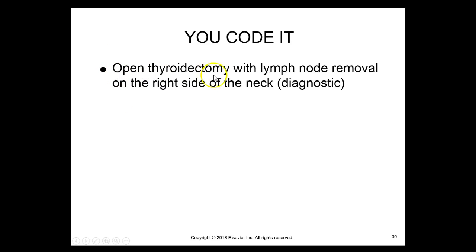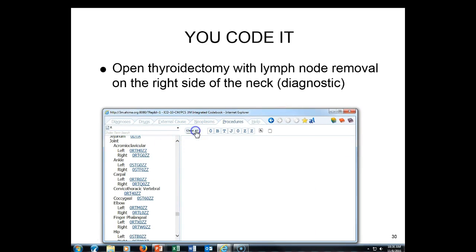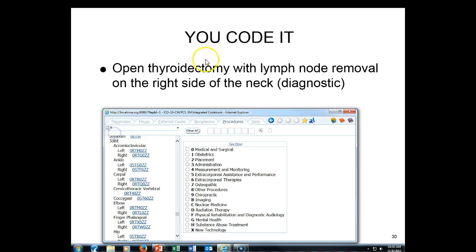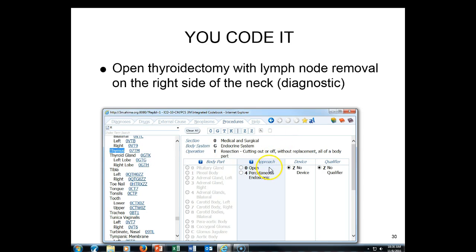Open thyroidectomy with lymph node removal on the right side of the neck, and this is diagnostic. So I'm sorry, I'm probably going through these too fast. You can pause this, and then when you start it up, I'll be in the encoder. So I know that this is a resection of the thyroid. So 0GTK is the table. When I get to the table, I am choosing the approach, and it's open.